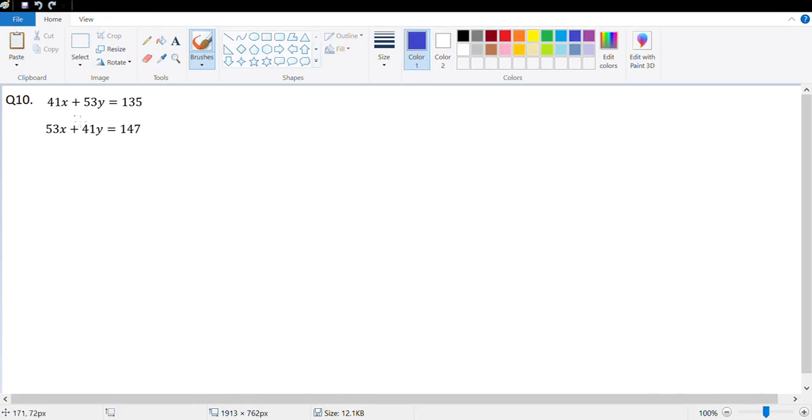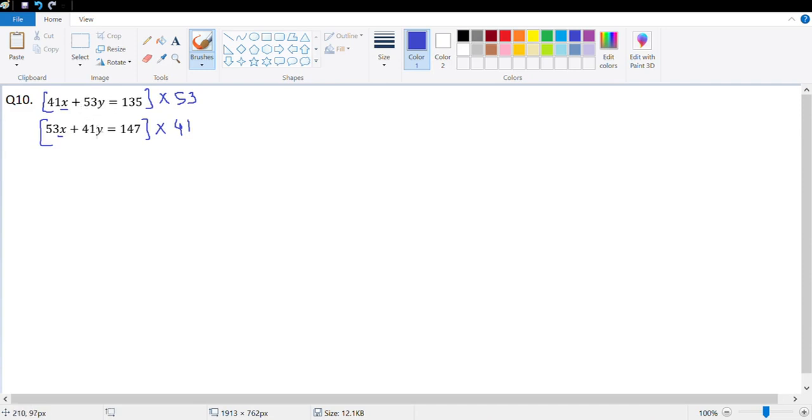I hope you notice that the coefficients here are very big, and if I take LCM of 41 and 53, this would basically be 41 into 53, which means I will have to end up multiplying this equation with 53 if I am equating the coefficient of x, and I will have to multiply this with 41 to equate the coefficient of x. This will give us very big numbers, and that could lead us to calculation error.